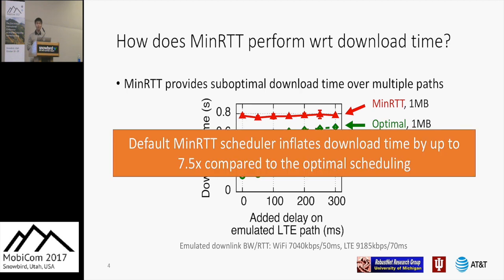Under real network conditions where both paths have variability, we see that the MinRTT scheduler inflates the download time by up to 7 times compared to optimal scheduling. So this clearly shows that MinRTT does not perform well in terms of download time.